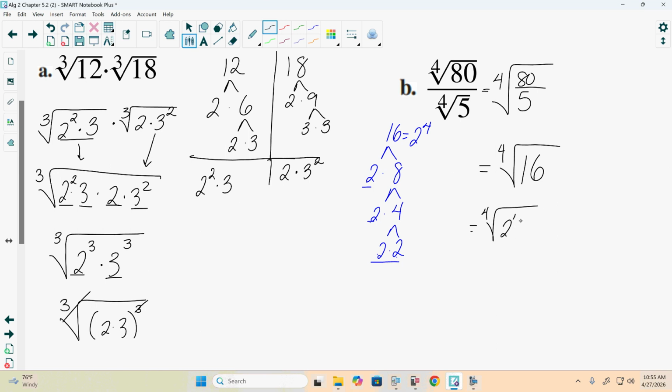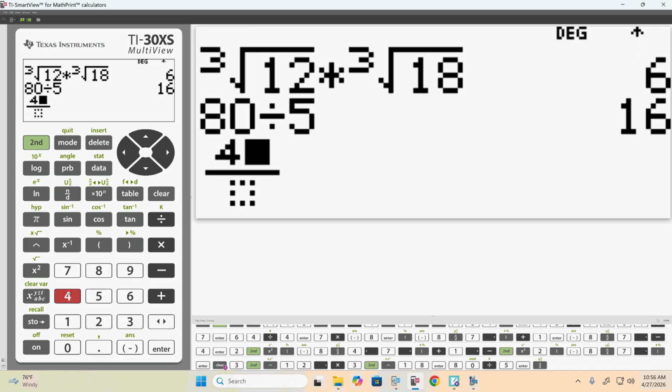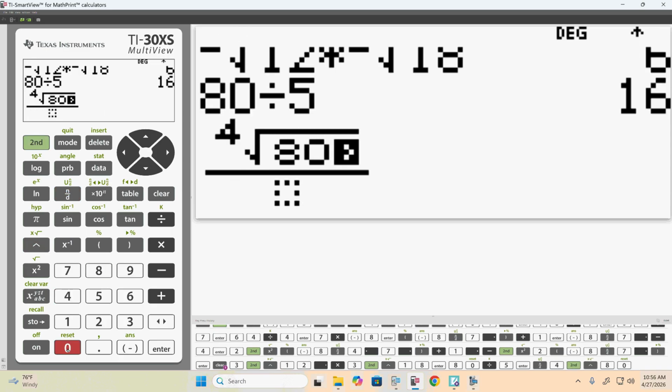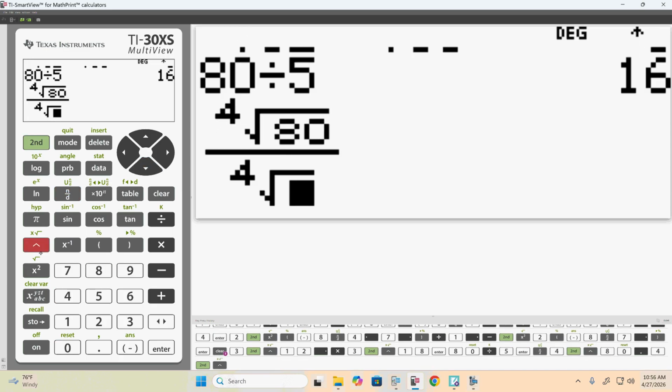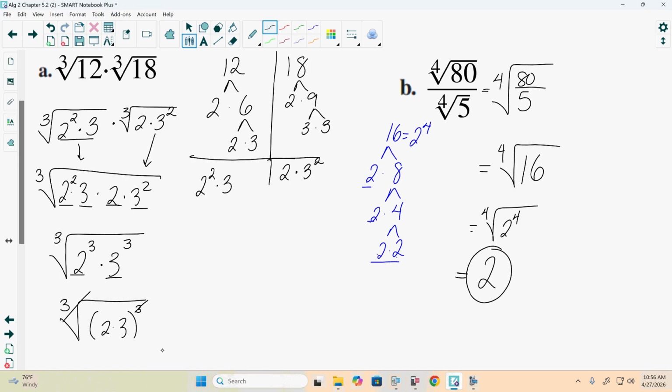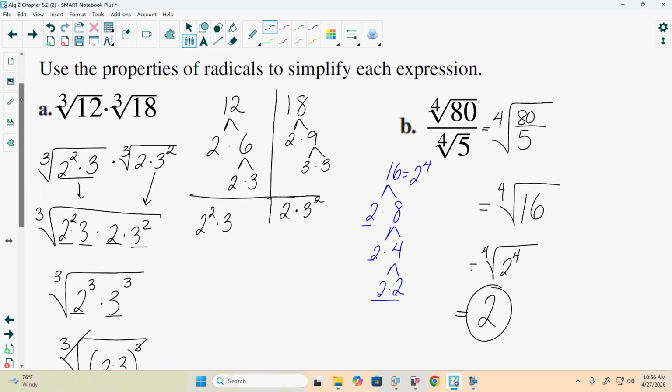So if we wrote this out, we'd have the 4th root of 2 to the 4th, which is just 2. Again, that's a nice integer answer, yes? Means that calculator would do it just fine. Questions on the first two?